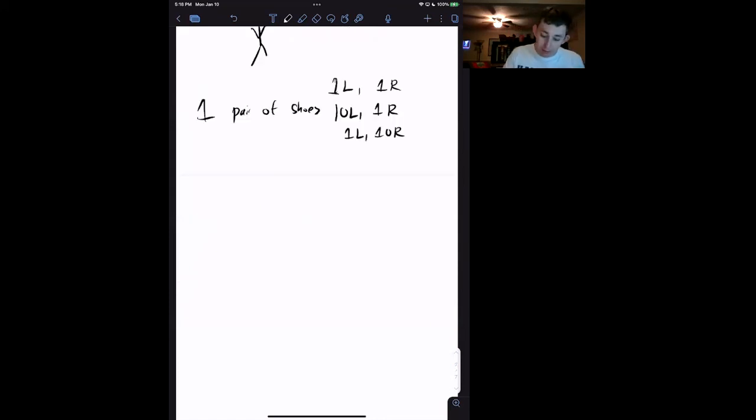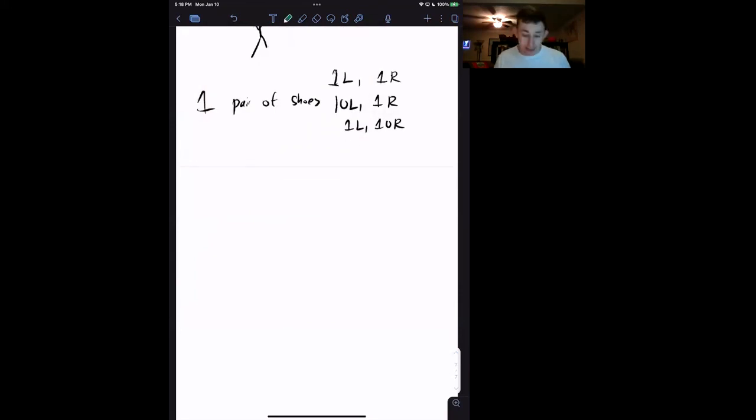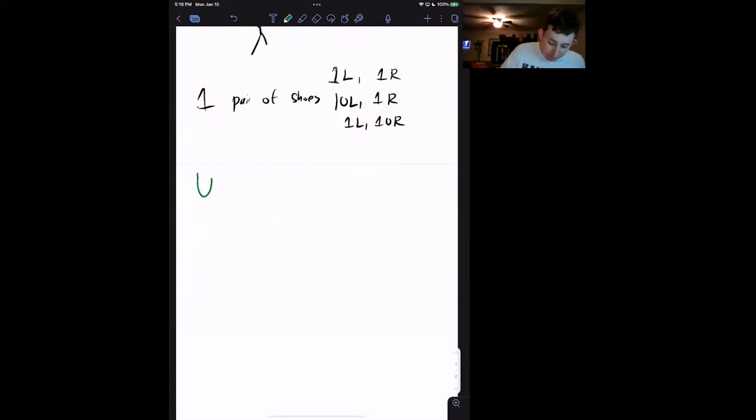So an example utility function, a way you might see this on a homework or a test or in your textbook, is you might see the utility of left shoes and right shoes is equal to the min of left shoes and right shoes. So looking back at our three examples here, one left and one right, the min of 1 and 1 is 1. So I have one pair of shoes. The minimum of 10 left shoes and one right shoe is 1, which again, we know that I still only have one pair of shoes. And one left, 10 right, again, I only have one pair of shoes.